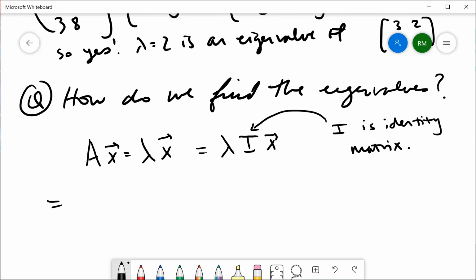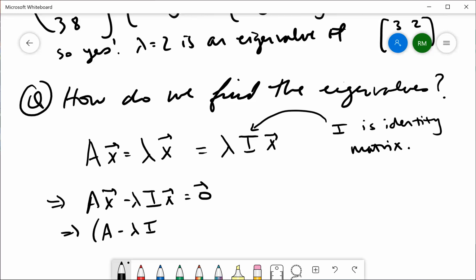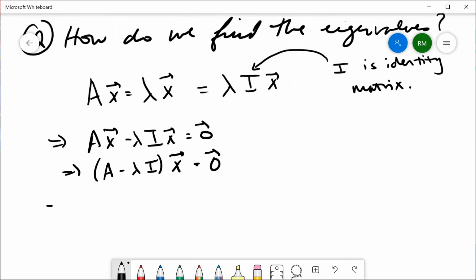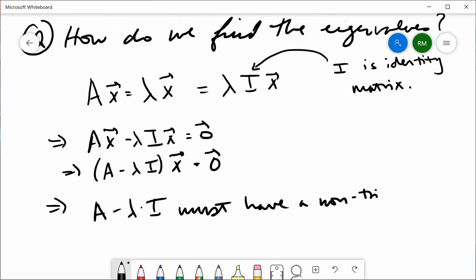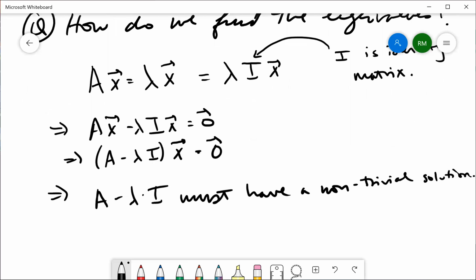So let's subtract, and we find that this equation must equal the zero vector, which tells us that A minus lambda I times X must be the zero vector, which tells us that this matrix must have a non-trivial solution. That's what we need to find the eigenvector.